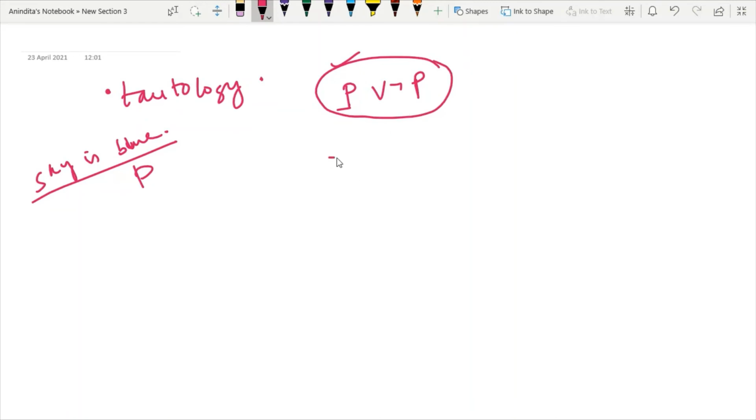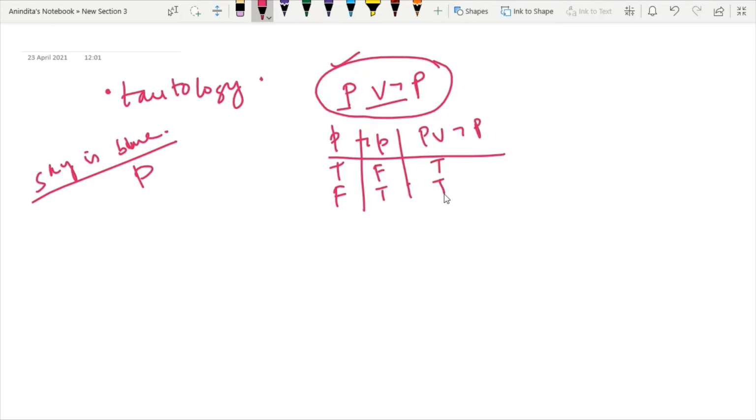Means if I create a truth table using P and not P. P has only two scenarios, true and false, and not P means false and true. So if I write this statement P or not P, each time I will get true always. So if the expression is always true in nature, then it is known as tautology.